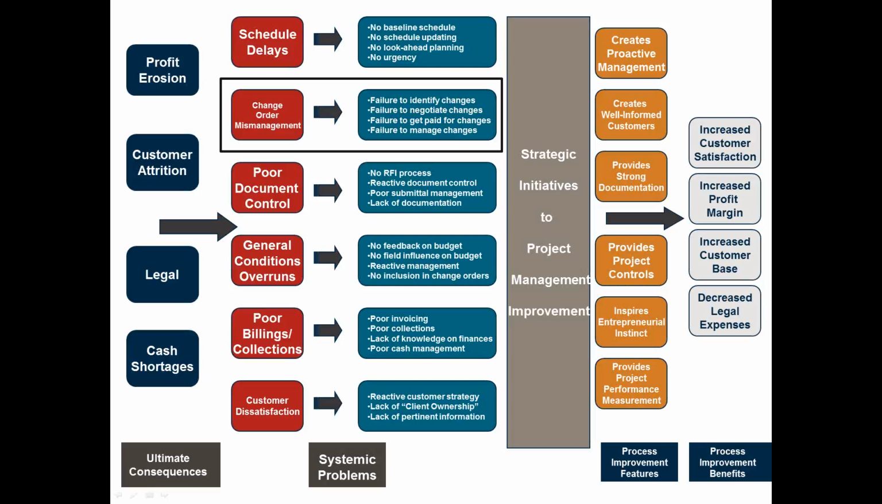You've got schedule delays. We've got bad document control, general conditions overruns, all these things. In addition to the ultimate consequences, change orders can either stem from or drive those things. If there's a change order that's holding up a critical path item, obviously you're likely to have a time overrun, general conditions overrun, things such as that.